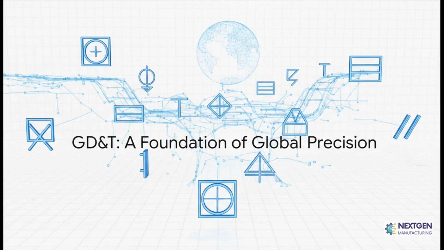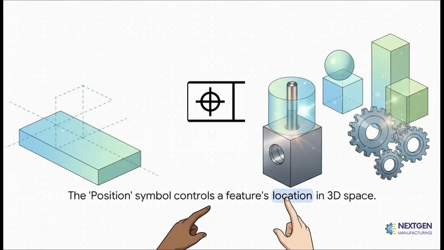Let's just take a look at an example. I mean, just look at how much information is packed into a single symbol like this one for position. It's not just saying, drill a hole here. No, it creates a perfectly cylindrical tolerance zone that actually matches the function of a pin. It controls exactly where that feature can be in three-dimensional space, all relative to other critical surfaces. It's designed to ensure a perfect fit.